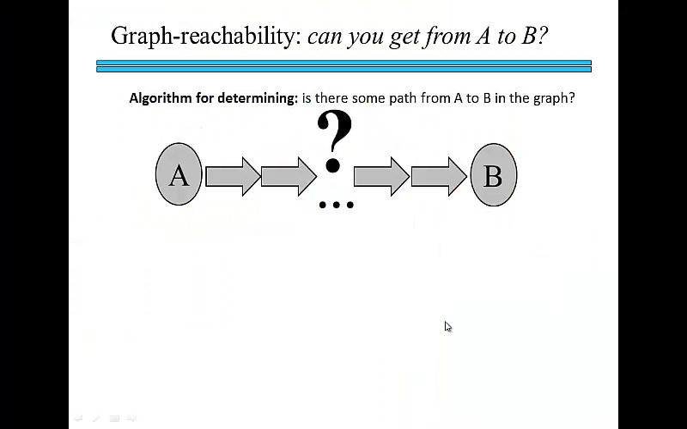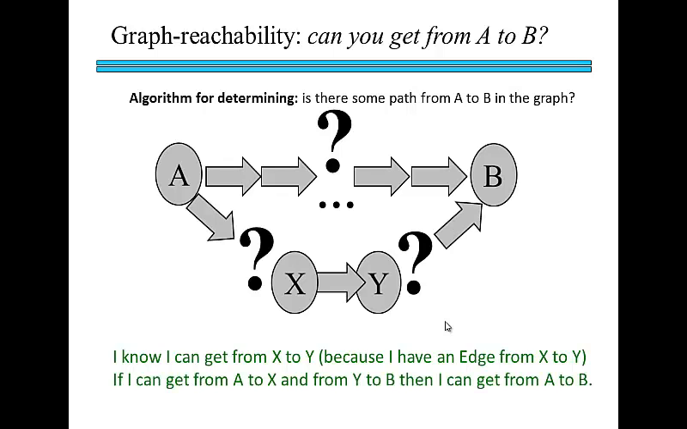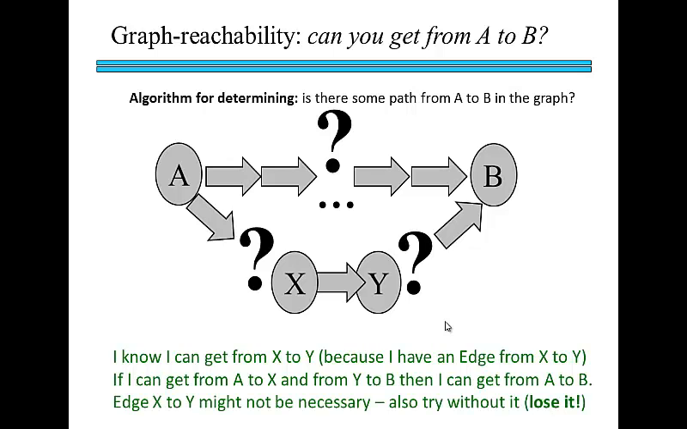Before we start coding, I'll review the algorithm we're going to use. So here we're asking if we can get from node A to node B, so if B is reachable from A. What we'll do is we'll pick one edge, so that'll be the edge x to y. And I know I can get from x to y because I have an edge from x to y. And now I can recursively ask the question, can I get from A to x, and can I get from y to b? And if I can get from A to x and from y to b, then I can get from A to b. And this is going to be an example of use it or lose it, because actually edge x to y might not be necessary, so also try without it.